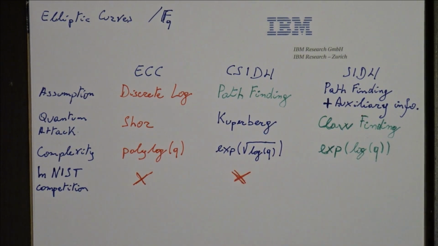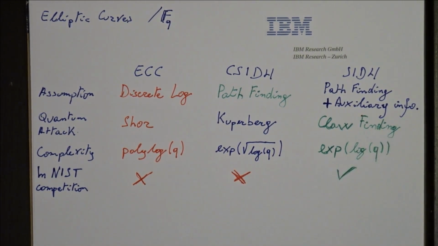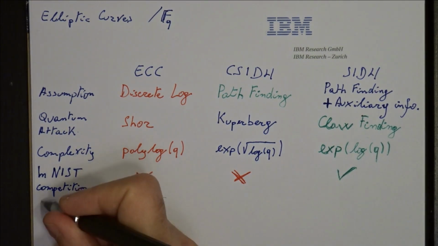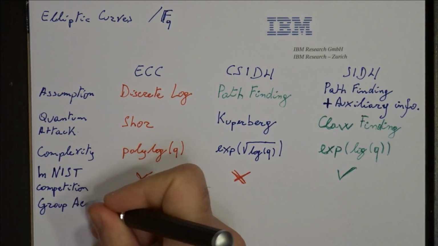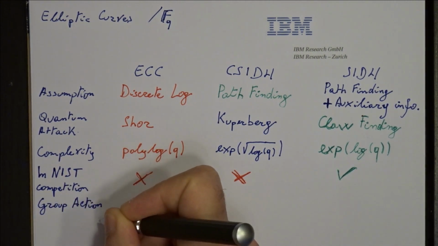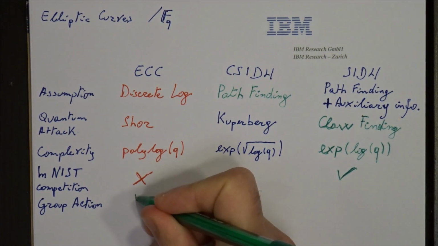CSIDH is at the same time older and younger than SIDH. Older because of the original idea by Couveignes, and younger because of the recent move to supersingular isogeny graphs. Its quantum security is a complicated matter, to say the least, and it would probably be a bad match for the NIST competition. And it's not in the NIST competition, anyway.